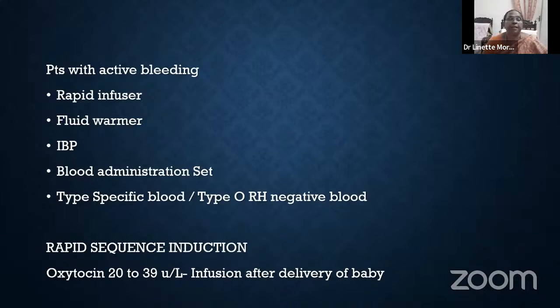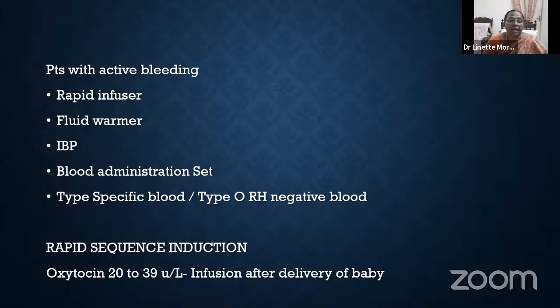Patients with active bleeding require more careful attention, with special instruments like rapid infusers and fluid warmers. Invasive blood pressure monitoring should be instituted, along with central venous pressure monitoring and blood transfusion tests. Sometimes, even before the start of surgery, type-specific blood, or if that is not available, O-negative blood may have to be given to these patients.